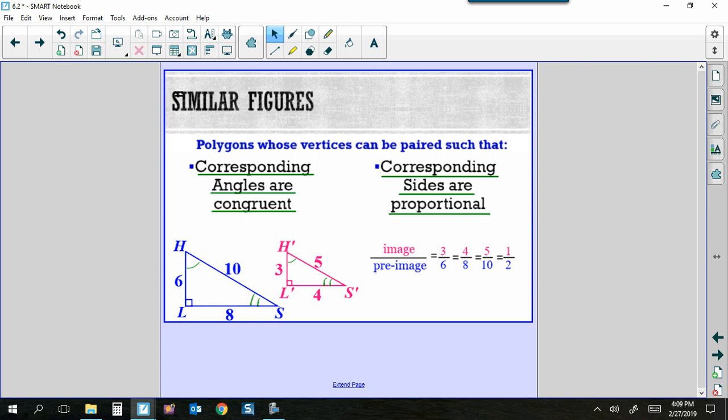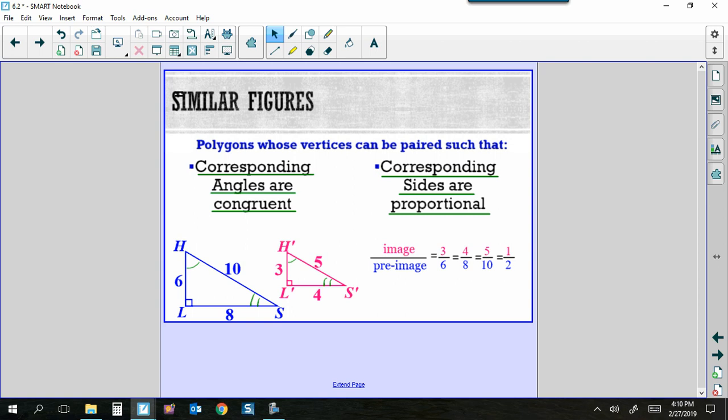If HL is 6 and H prime L prime is 3, we could write a fraction showing an image over the pre-image would be 3 over 6. So you can see that H prime L prime became half as big because 3 over 6 is 1/2. The other numbers I chose follow the same pattern, and that's the thing that you guys have to watch for: are all the sides shrinking at the same exact rate, or are they all enlarging by the same exact rate?